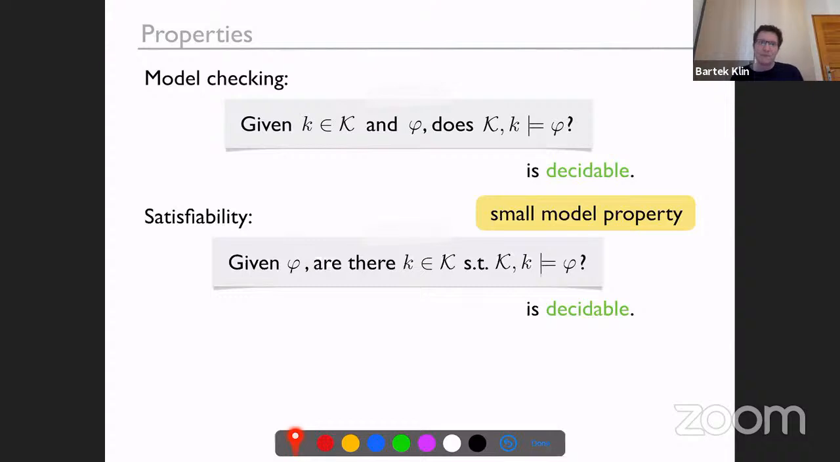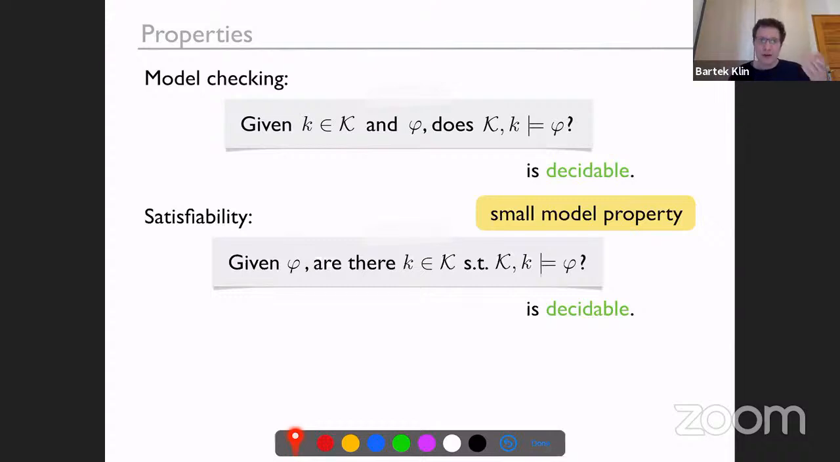And in fact, we can even bound the size of that candidate model that satisfies a formula, which is the easiest way to see that the satisfiability problem is decidable, because there is a computable bound on the size of a model that is supposed to satisfy a formula. So we can just go through all of them. That's the easiest way to see that satisfiability is also decidable, due to the small model property.